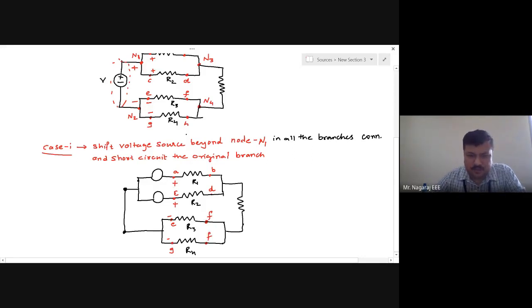Now, the polarities of these elements connected to the nodes should not change. Like that, I have to shift my voltage source. Now, this is of V volts. This is of V volts. Now, if the polarity of this terminal A has to be positive, then the direction of the voltage source should be like this. Is it? Will it serve the purpose?